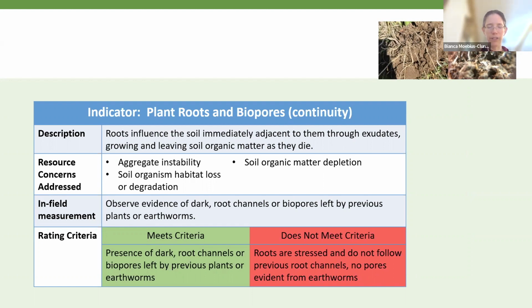If there's the presence of dark root channels or biopores left from previous plants, or if you can see earthworm channels, that's a good sign. If you're seeing that roots are stressed, right? If they're making strange bends like that, if there's single, often stubby roots inside of compacted clods, if you don't see any previous root channels, if there's not pores evident from earthworms, that tends to be a sign of a problem.